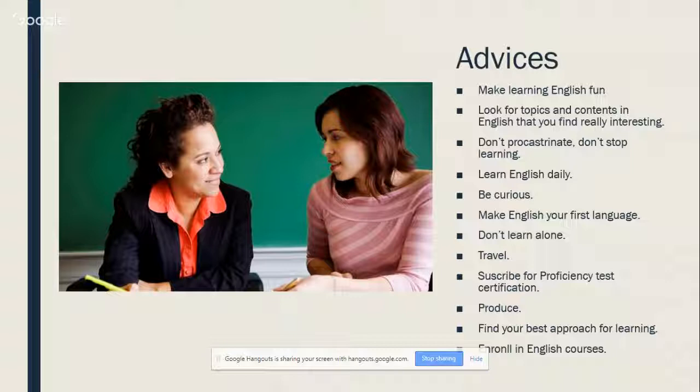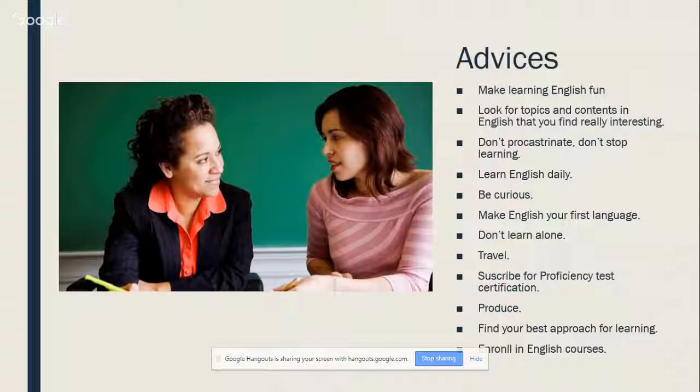The next one is look for topics and content in English that you find really interesting. Do you have topics that you love to read about, something that you find pretty interesting? Many. In English? Yeah, many. Lots? That's good then. Just look for the things that you love to write or read about and explore a lot.